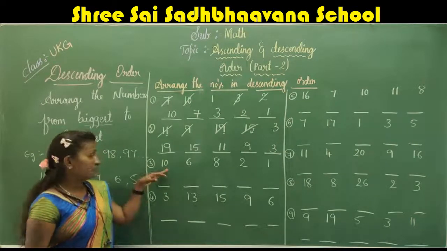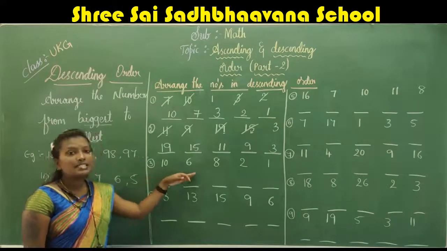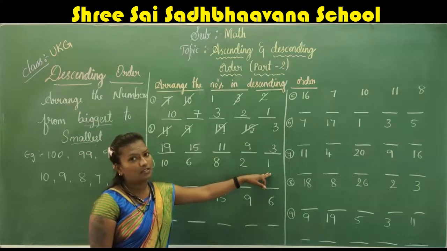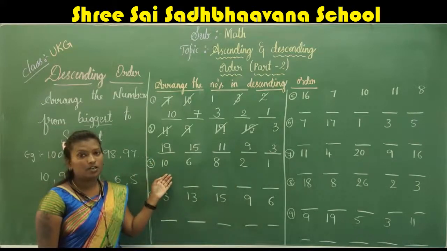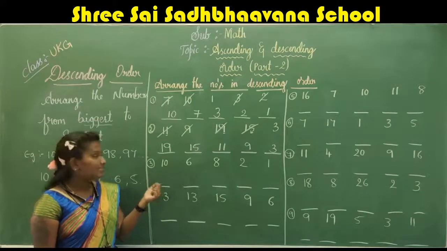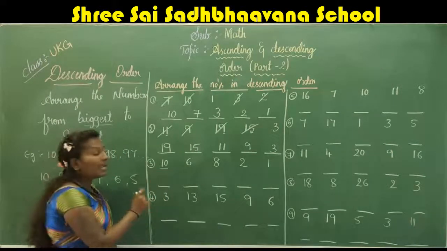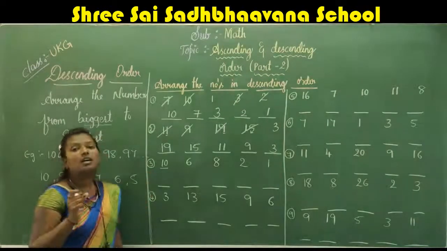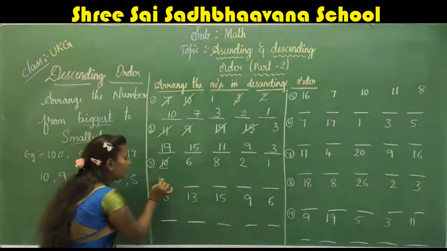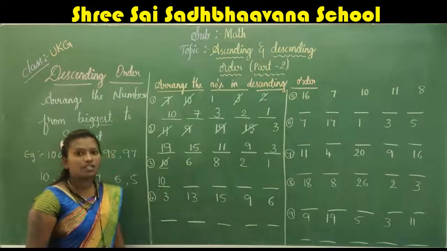Okay, fine children. Children, now you tell me what number is this? Yes, this is number 10, 6, 8, 2, 1. Very good. Then here, which is the biggest number? Which number is the biggest number here? Yes, number 10 is the biggest number because here 2 digits are there. That's why blindly we should think this is the biggest number. So we have to cancel number 10. That 10 we have to write in the first place.